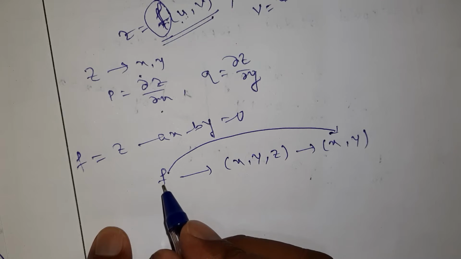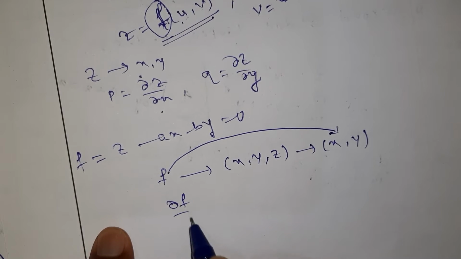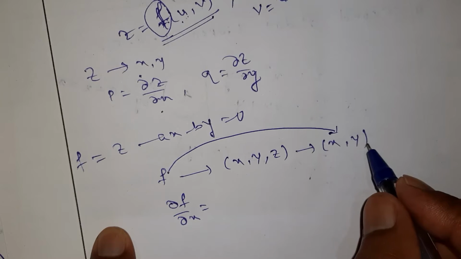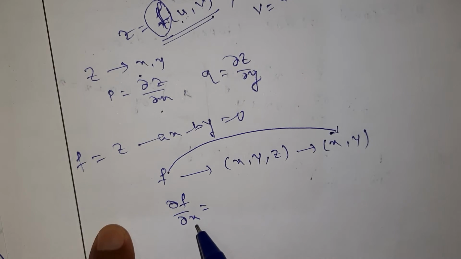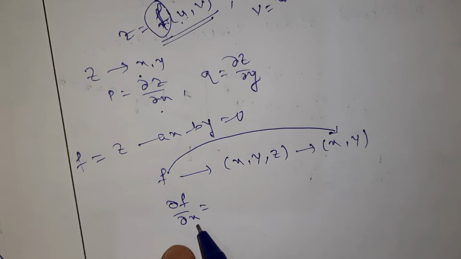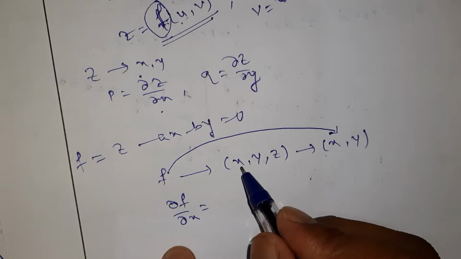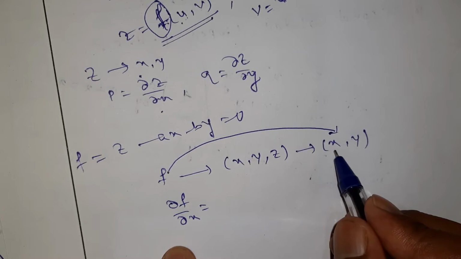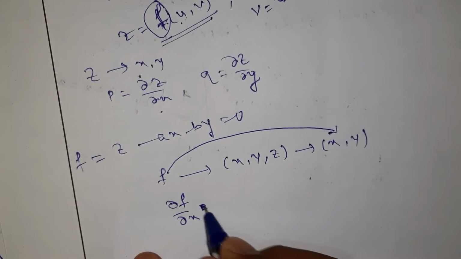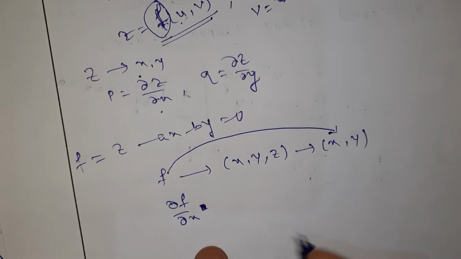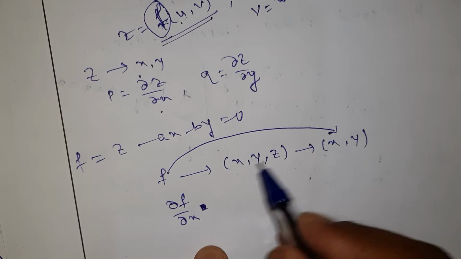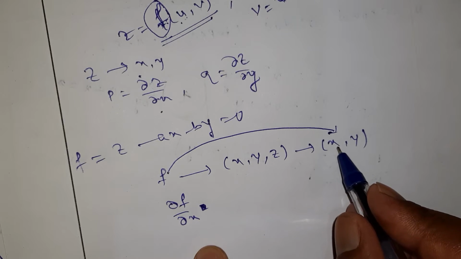So here f is there, so dou f by dou x. Why do I use dou f by dou x? Because it is a partial derivative, two variables are there, right? So dou f by dou x into the derivative of x with respect to x, which is 1. Are you getting what I am saying?